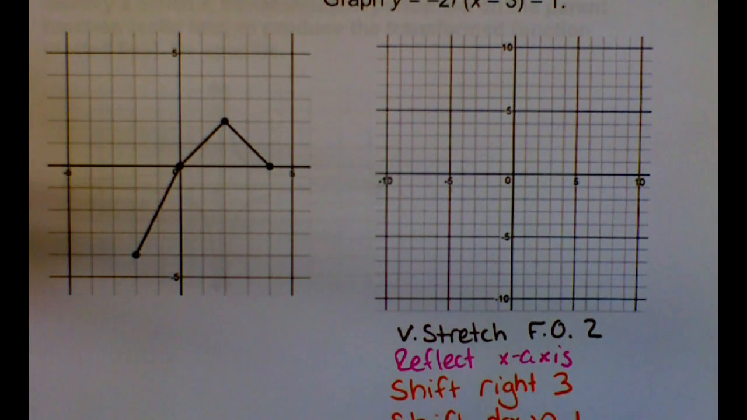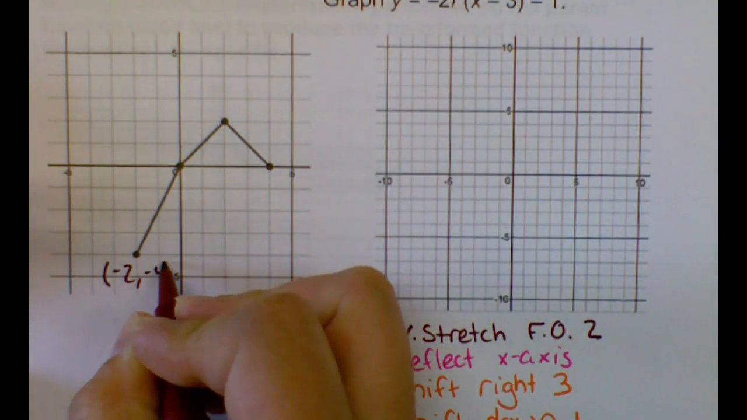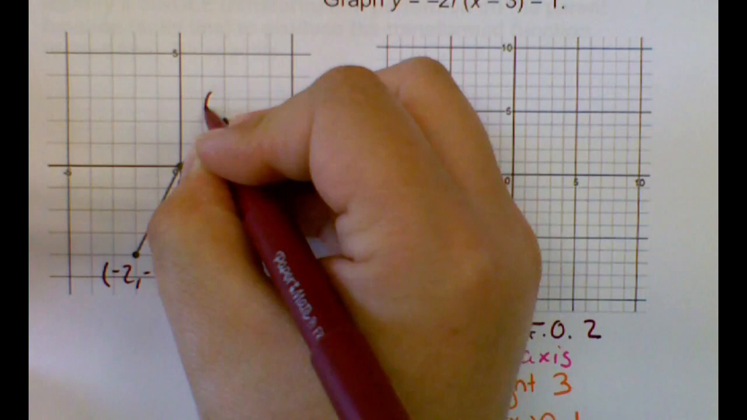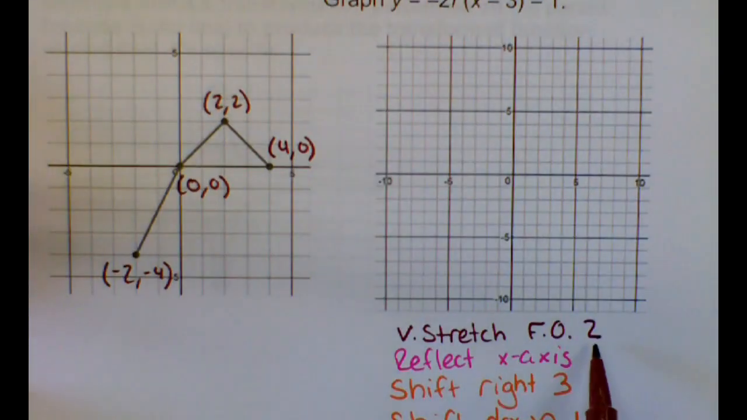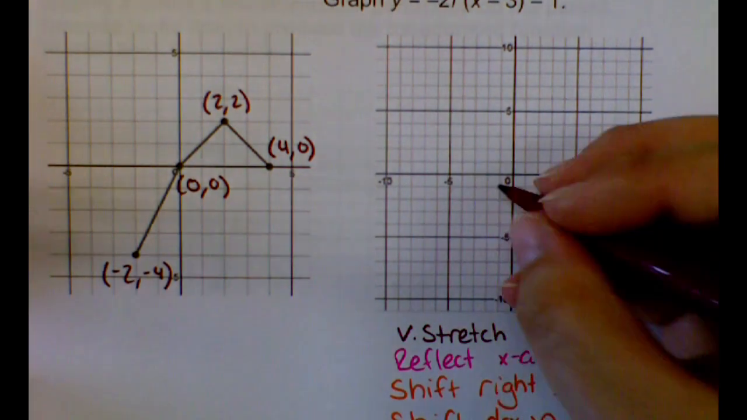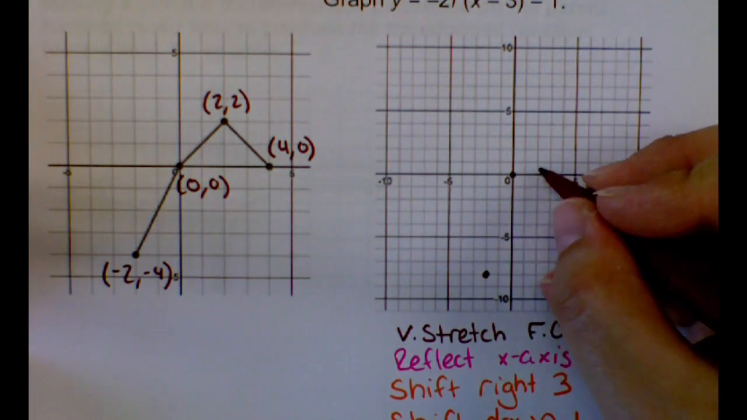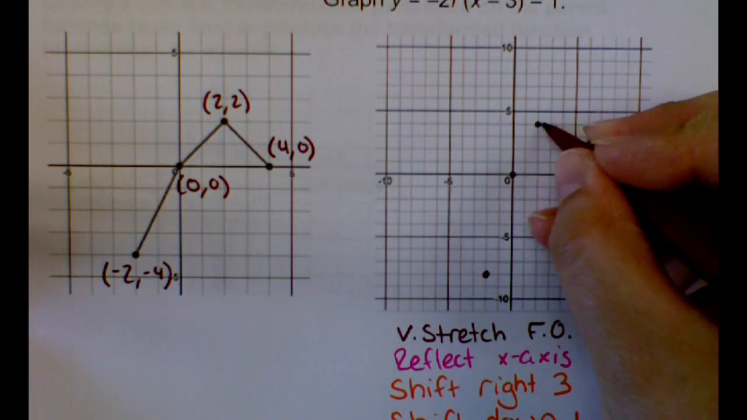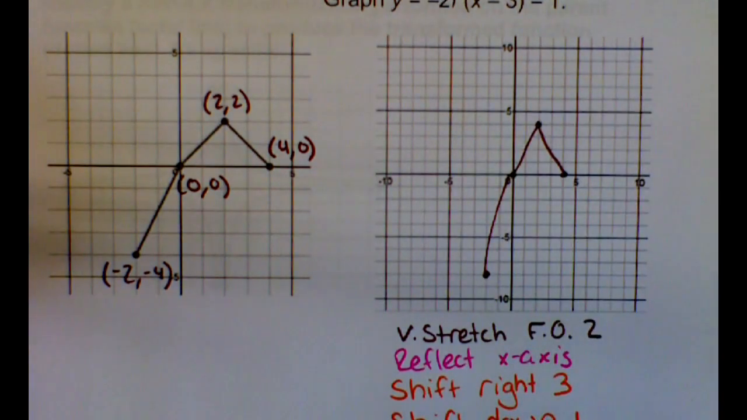Let's start with our vertical stretch by a factor of 2. So we're going to take our points. Notice they're the same points as before, but they are -2, -4, 0, 0, 2, 2, 4, 0. Vertical stretch by a factor of 2 means multiply my y values by 2. I get -2, -8. 0, 0 still, 2, 4, and 4, 0. Oops, pretend that was straight. There's my first transformation. Then I reflect over the x-axis.